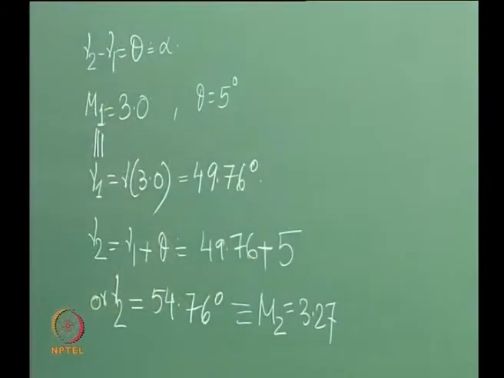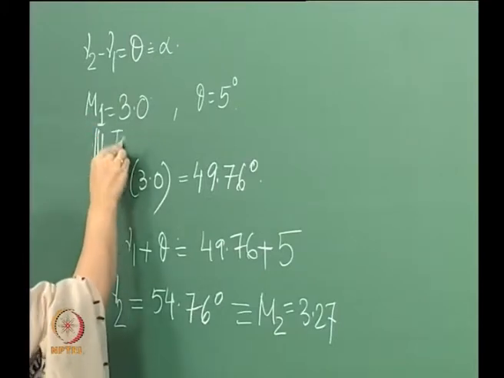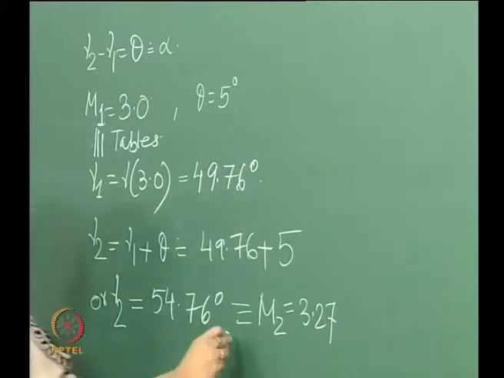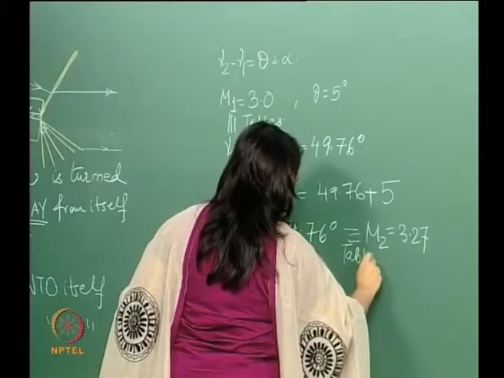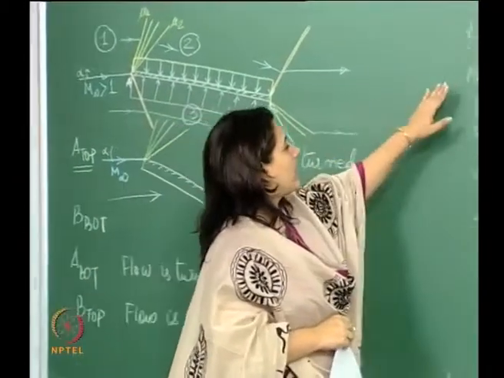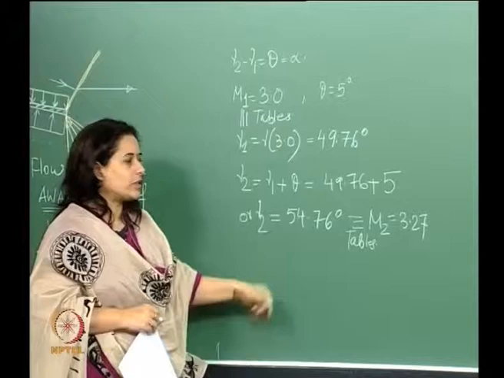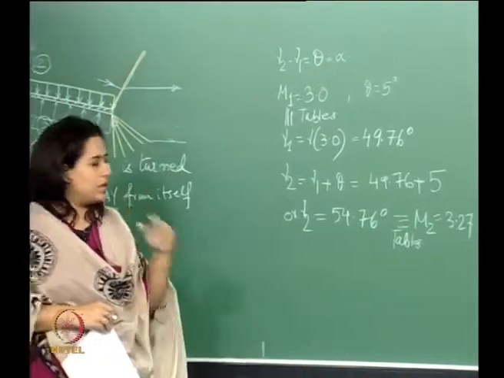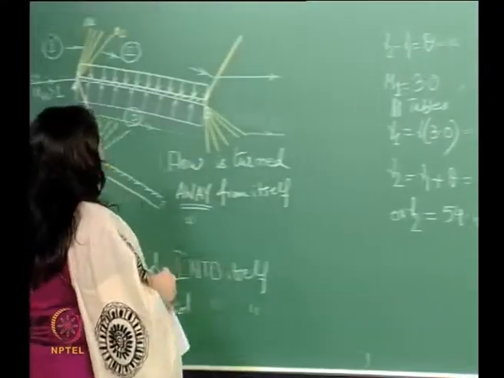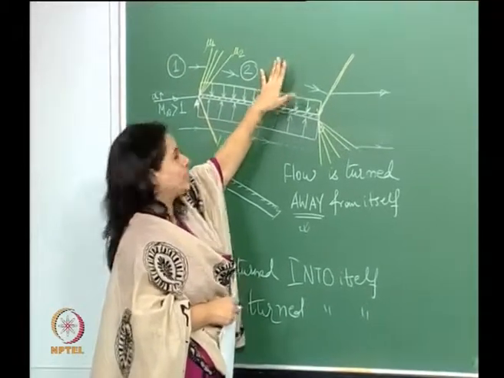So it is expanding. It is speeding up. We get these from tables. Now we kind of go back and forth. Here we knew the Mach number, we calculated the corresponding Prandtl-Meyer function. Here we knew the Prandtl-Meyer function, we found out the corresponding Mach number. So we keep going back and forth. Essentially what we have found now is the Mach number in this region, 3.27.